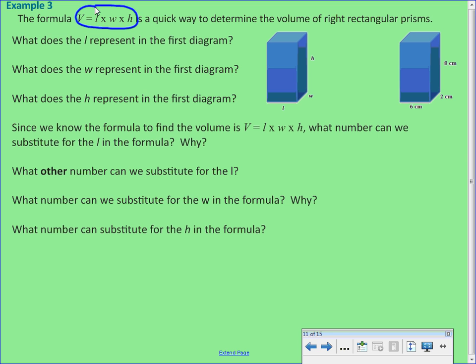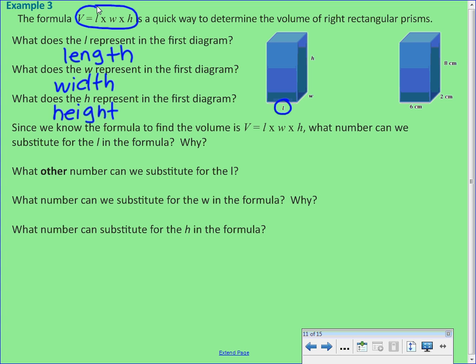But still, what does the L represent in the first diagram here? In this first picture, what does L stand for? Length. What does the W represent? And what does the H represent? Height. So since we know the formula to find the volume is length times width times height, what number can we substitute for the L in the formula?